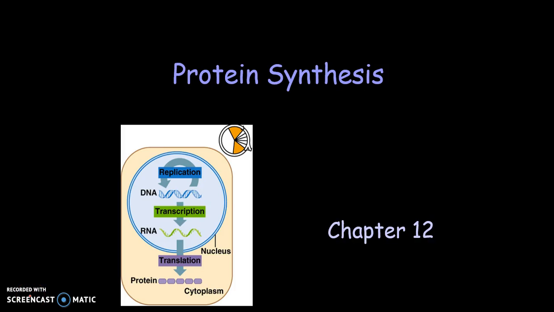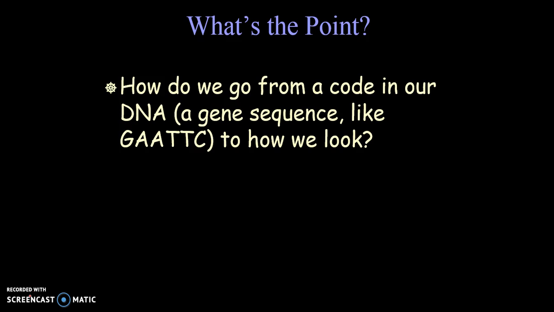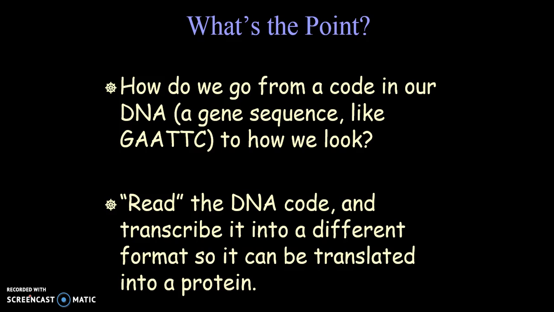So today we're going to be talking about how the cell makes a protein from the genetic code of DNA. This occurs in the nucleus and at the ribosome. So it's a two-part process. So how do we get from DNA, which codes for everything, to a protein, or what we look like? All right. First, the cell has to read the DNA code, and it has to transcribe it into a different format, which is going to be RNA, mRNA, and then it's going to be translated into a protein.